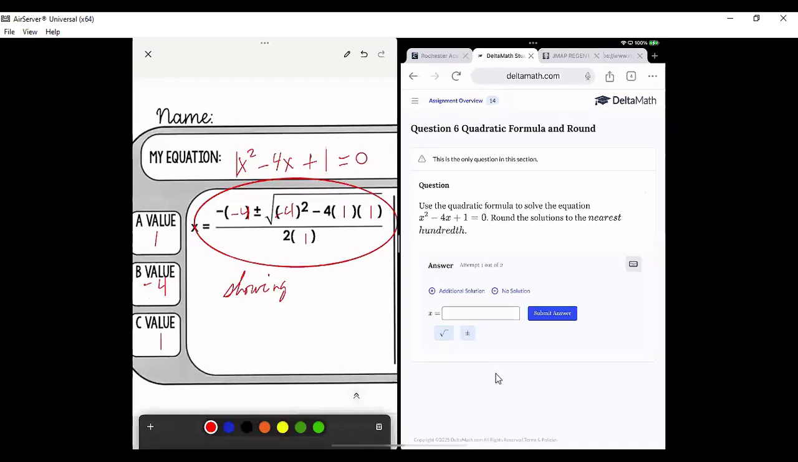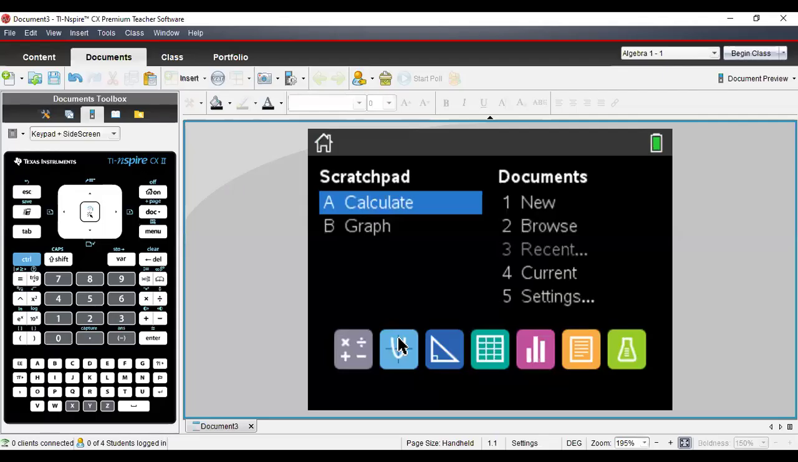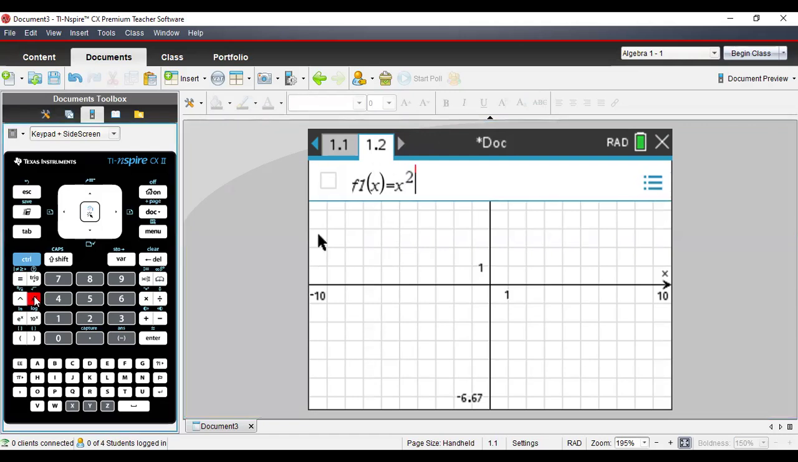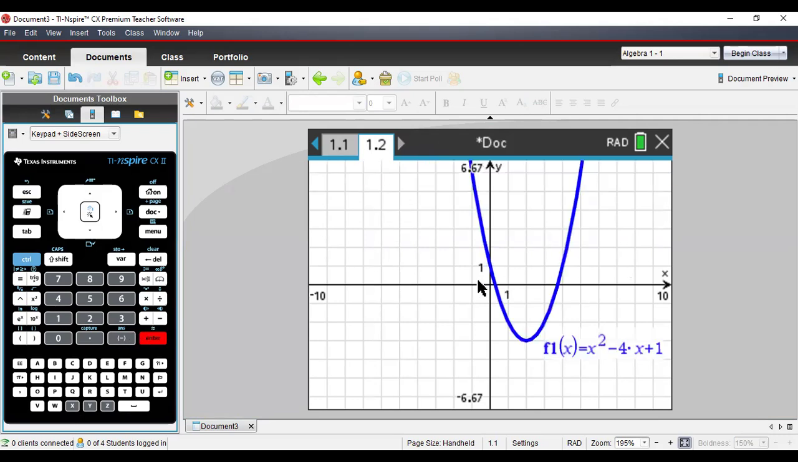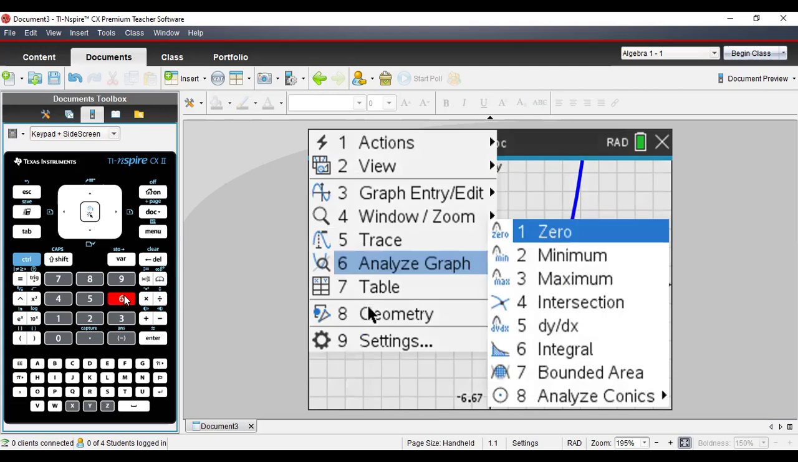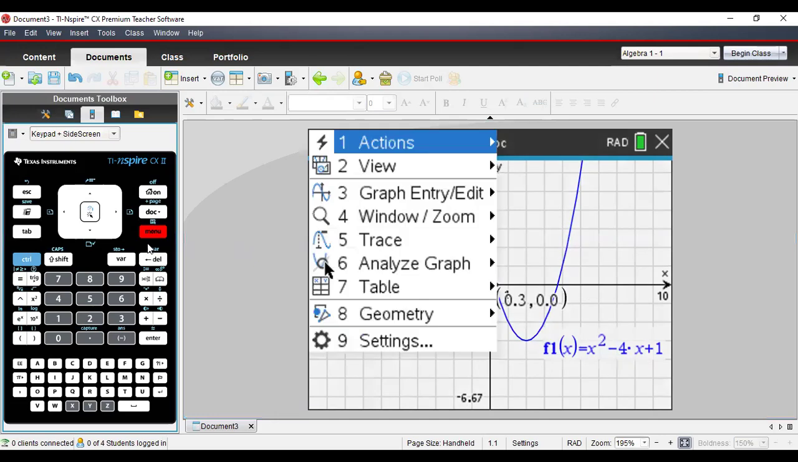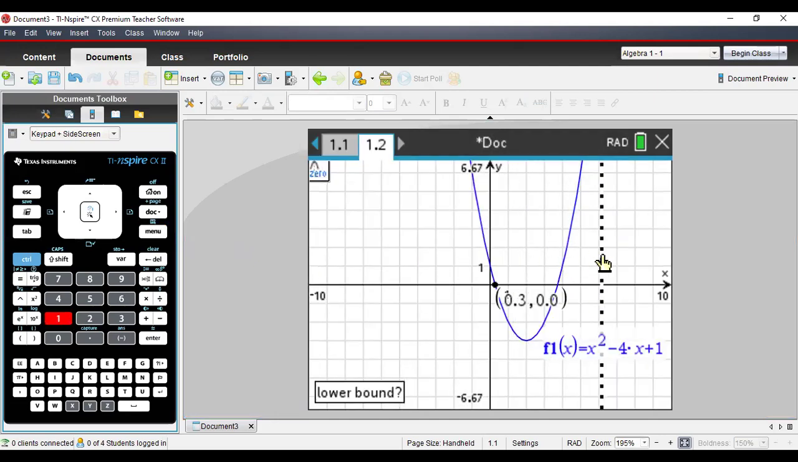Now I'm just going to get my calculator and graph it. I'm going to put in x squared minus 4x plus 1, and then graph it. Bam. Now I just need to find where the quadratic crosses the x-axis. Those are going to be my solutions. So I'm going to go menu 6 1 for zeros. Start on the left. Boom. And then menu 6 1 again, and start on the right.